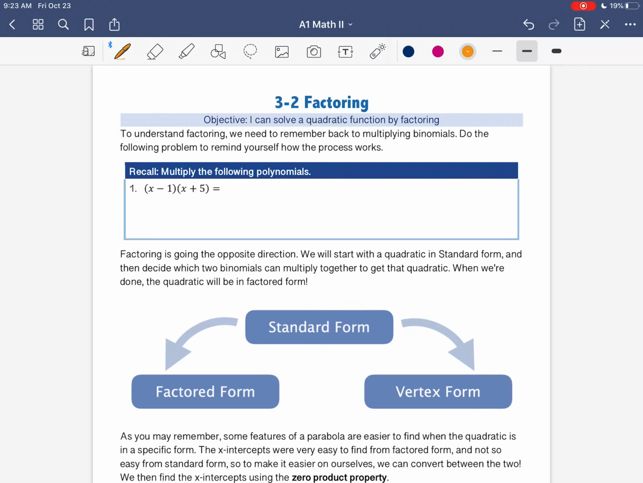The goal of 3-2 is to understand factoring, which will make more sense when we talk about factoring. But we're going to use factoring again, just like we talked about last time. Factoring is another way of solving quadratics. So we are using factoring as a tool to solve quadratics. This whole unit is going to be about ways we solve quadratics. So we'll talk about what that means in a second.